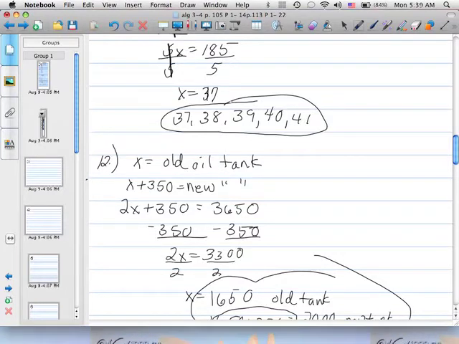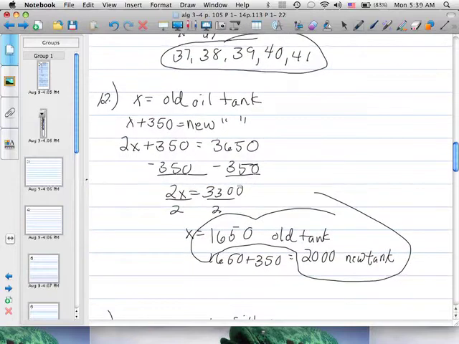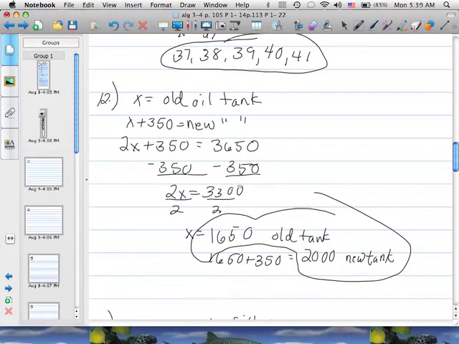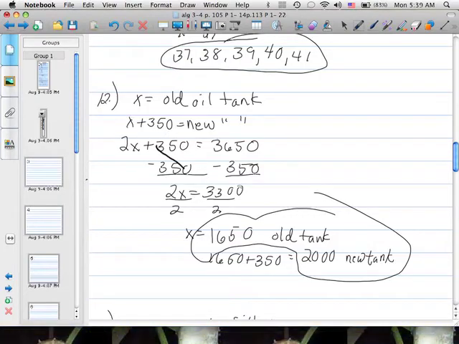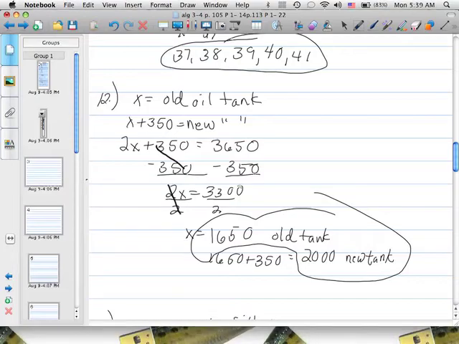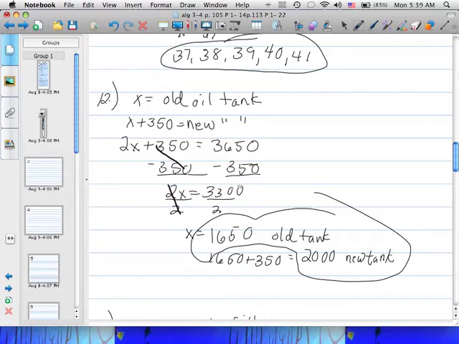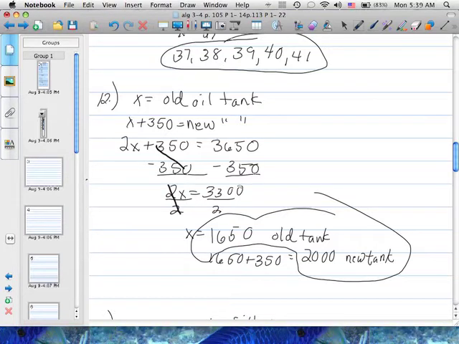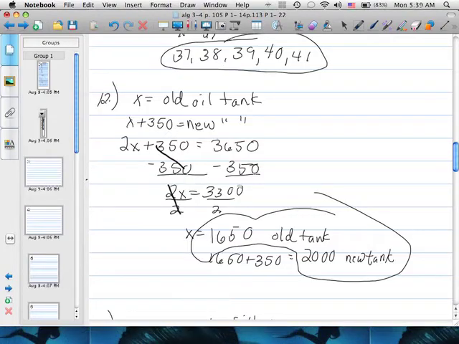Problem number 12: A company added a new oil tank that holds 350 barrels of oil more than the old oil tank. Together they hold 3,650 barrels of oil. How much does each tank hold? Well, looking at the first sentence, I can see that they're building on the old oil tank, so x will equal the old oil tank. The new one holds 350 more, so x plus 350 equals the new oil tank. Together, 2x plus 350, so I added these together, equals the total of the 2 tanks, 3,650.